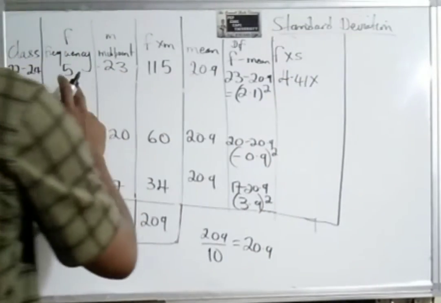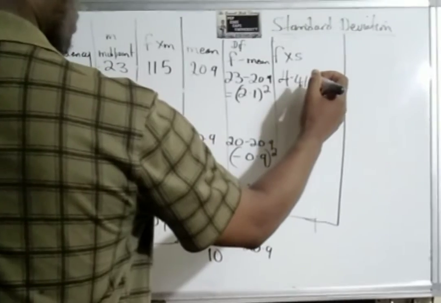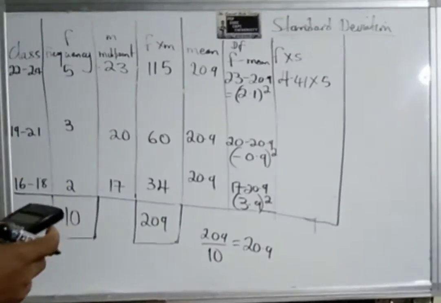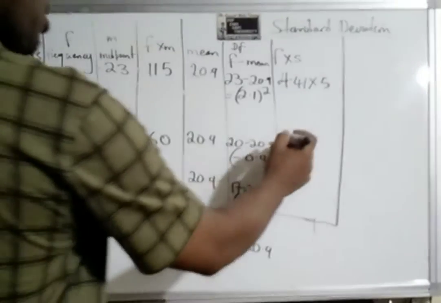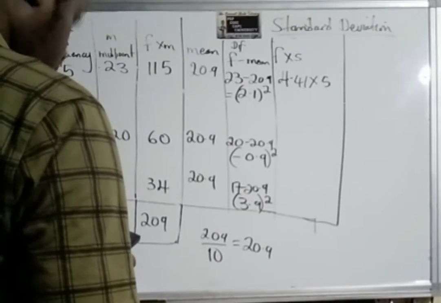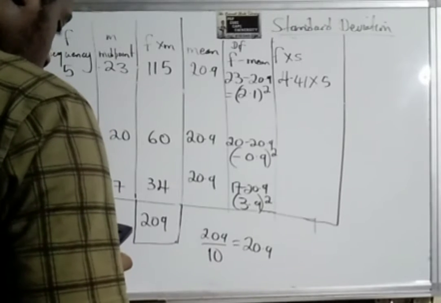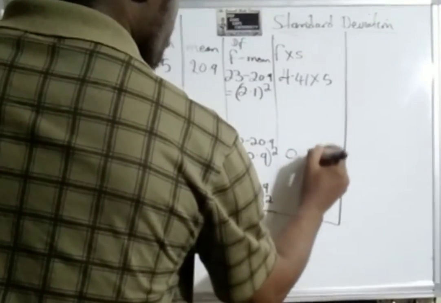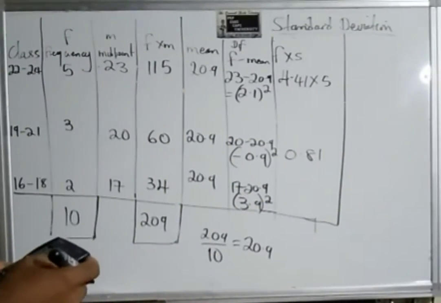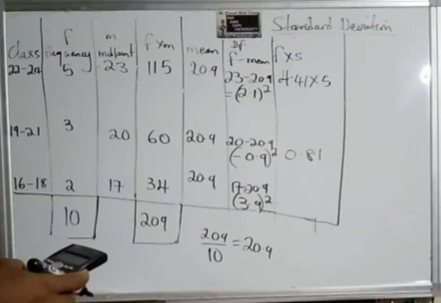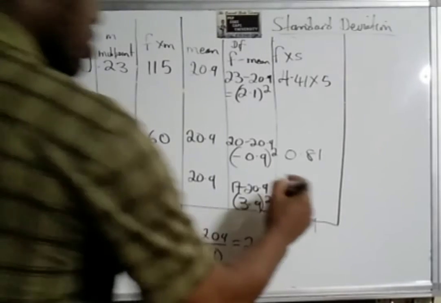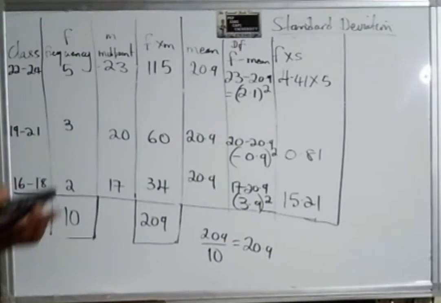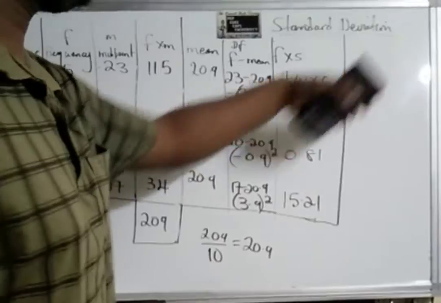And times it by the frequency, which is 5. And then now the difference is 0.9. Let me just check for sure. 0.9 times 0.9, yes, 0.81. And these are all positive numbers, because remember, once a number is squared, 3.9 squared, you get a positive 15.21.